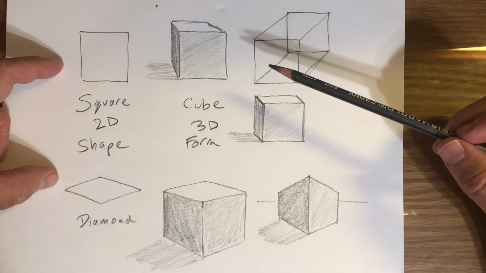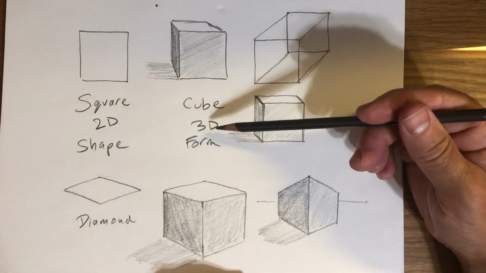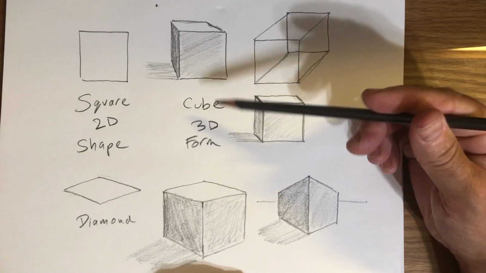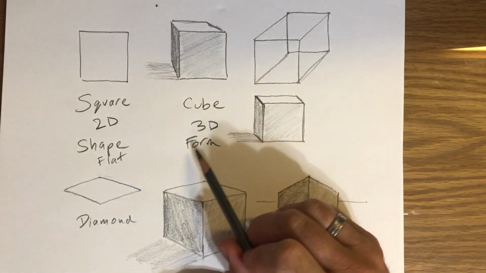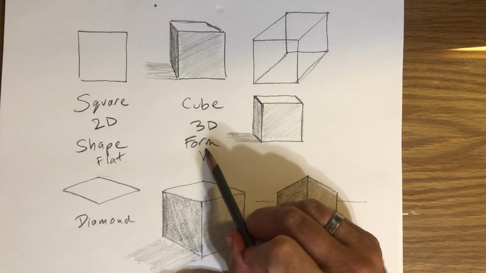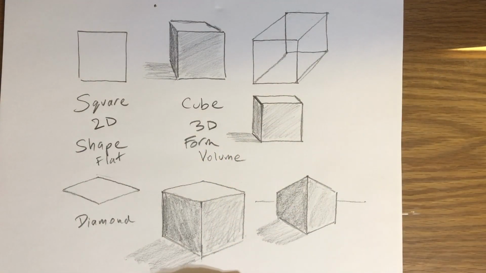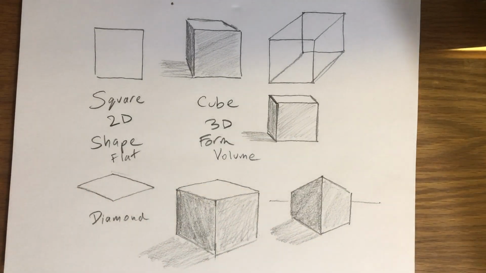Flat 2-dimensional are referred to as shapes. Voluminous 3-dimensional are referred to as forms. Shapes are flat, forms are 3D. They have volume, let's just say. Okay. Let's see if we can see that. Yeah, let's stop there for now.